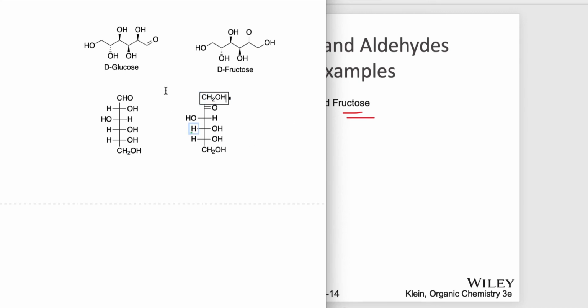All right, here we are. We have 2 Fischer projections of D-glucose and D-fructose. The Fischer projections help because we don't have the clutter of a zigzag line. And here we have the Fischer projection, and the stereochemistry is represented by placing a group on the left side or the right-hand side. Okay.